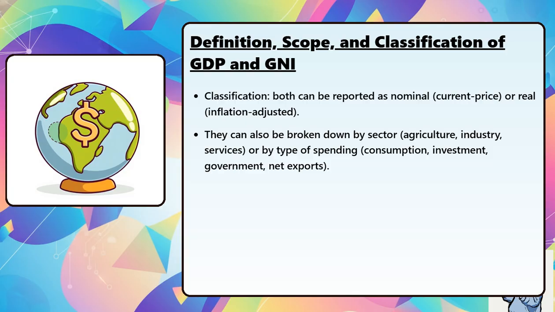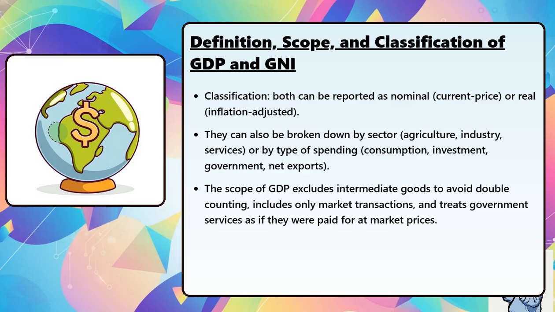Classification: both can be reported as nominal, current price, or real, inflation adjusted. They can also be broken down by sector: agriculture, industry, services, or by type of spending: consumption, investment, government, net exports. The scope of GDP excludes intermediate goods to avoid double counting, includes only market transactions, and treats government services as if they were paid for at market prices.